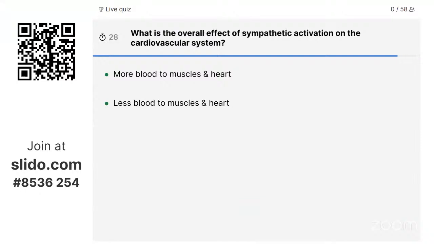Okay. So what's our overall effect here? We're constricting out in the rest of the body, so lowering flow out to the rest of the body, dilating to the heart and the skeletal muscle.